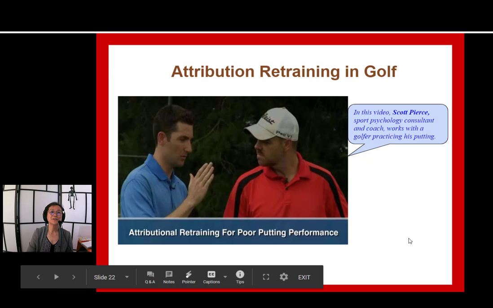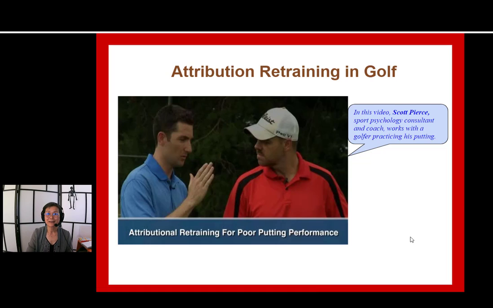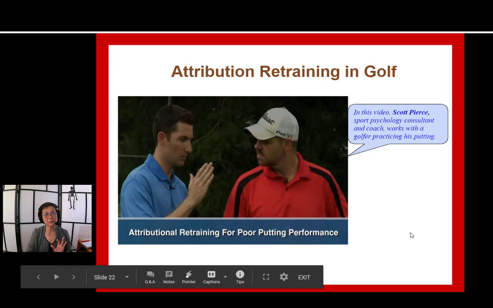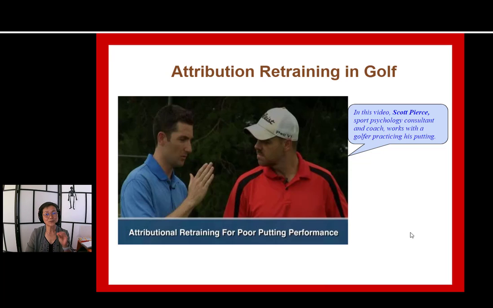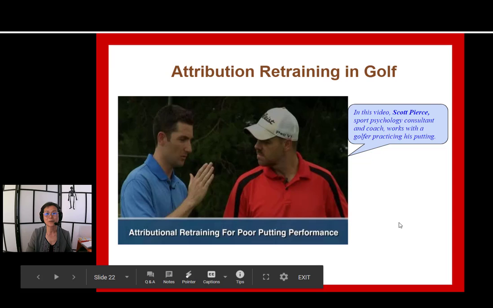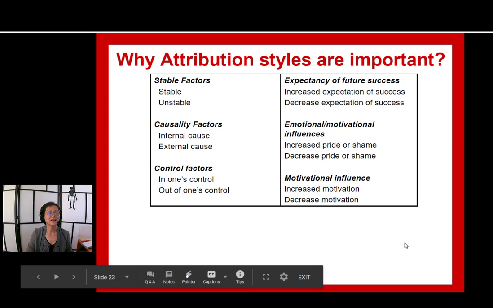Putting all that together, this is attribution retraining in golf, and Dr. Scott Perry is actually working with his golfer. He says something on unhealthy attribution style. Then you will see, as you watch it, how he actually changes his direction of thinking about the cause of his outcome, so that it can be more conducive and healthier, so that this professional golfer continues when things are not going well.